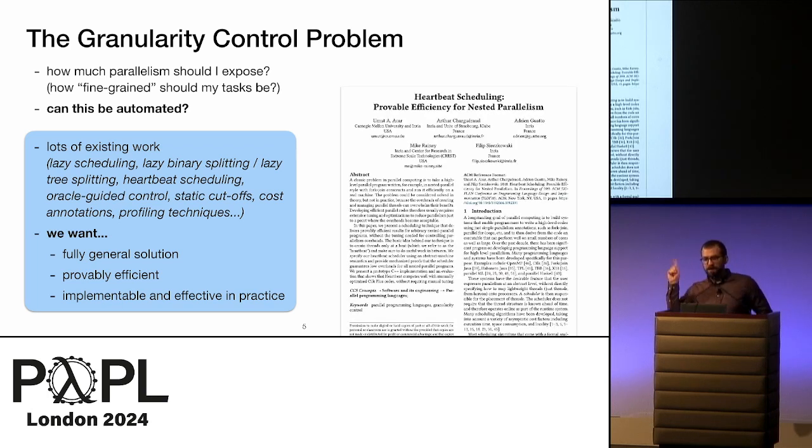Now, let me just call out a particular piece of prior work that some of my co-authors did, as well as some members of this community. It's called heartbeat scheduling. This proposed a technique for getting provable efficiency and a fully general solution. But they did not show how to actually compile for it for real. So in some sense, the paper that I'm presenting today is a spiritual successor of the heartbeat scheduling work, where we figured out how to actually compile for this technique and implement it in a real compiler.